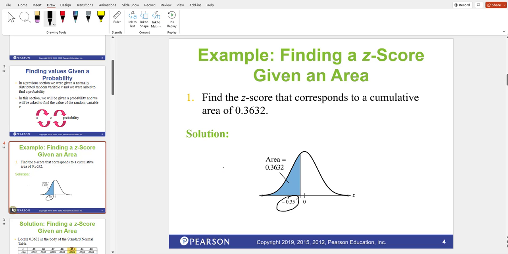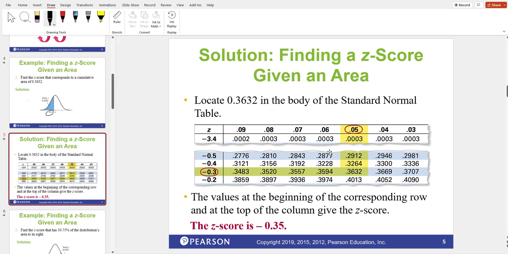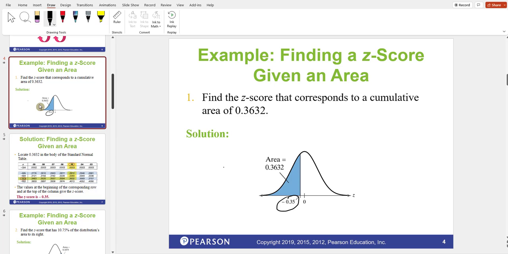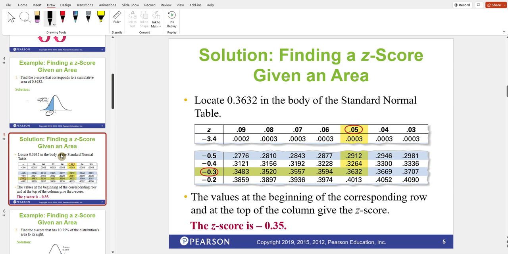So if you wanted to use the z-table, what you would do is you would look for 0.3632 in the body of the table. We were given this area. We want to figure out the z-value that corresponds to this area. So you would look up 0.3632 in the body of the table, and here it is right here. To figure out the corresponding z-score, you'll go over here to the left. You get negative 0.3, and then you go up to get 5. So the z-score is negative 0.35.